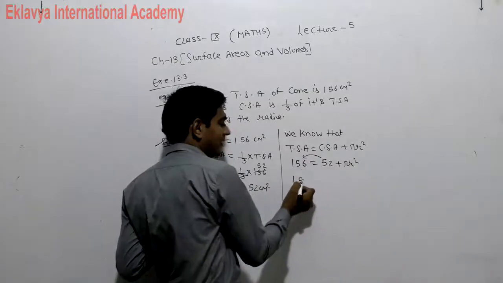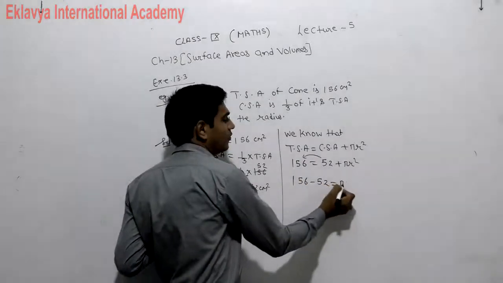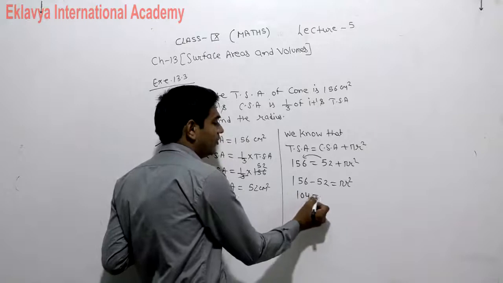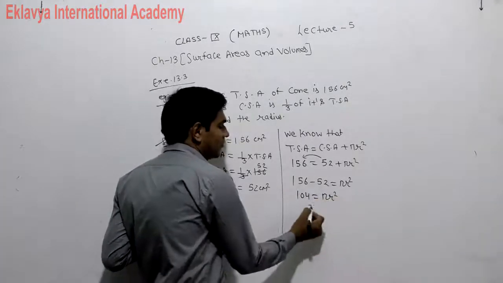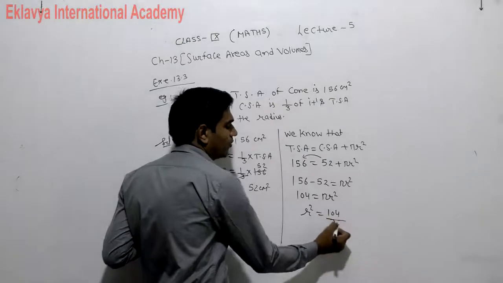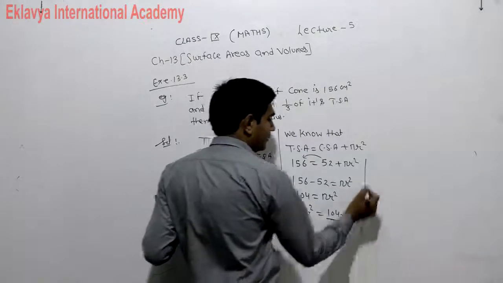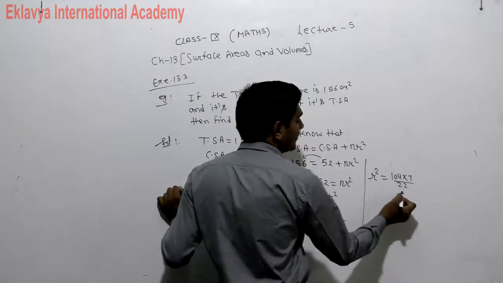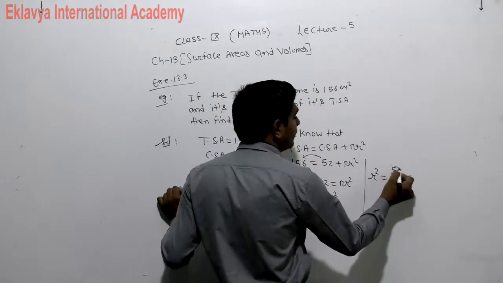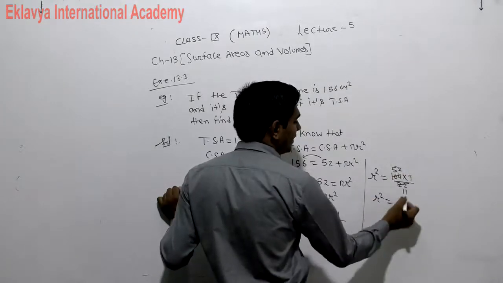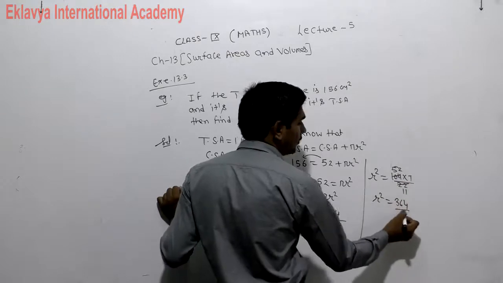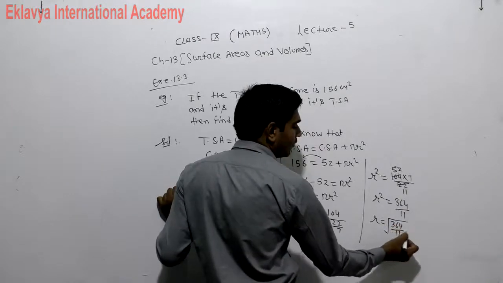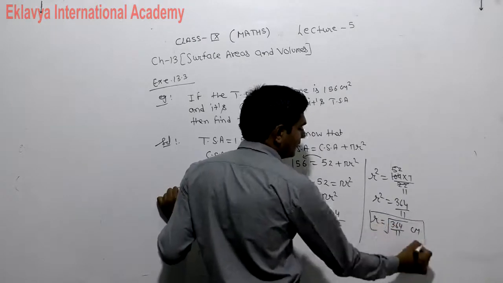52 will come to the left hand side. 156 minus 52 is equal to pi r square. Now we subtract: 104 equals pi r square. So r square equals 104 times 7 upon 22. From here, r square is 104 multiplied by 7 divided by 22, which is 364 upon 11. So what is the value of r? Under root 364 upon 11 centimeter.